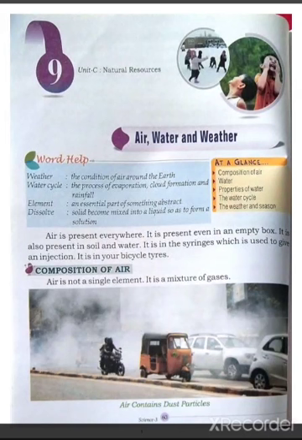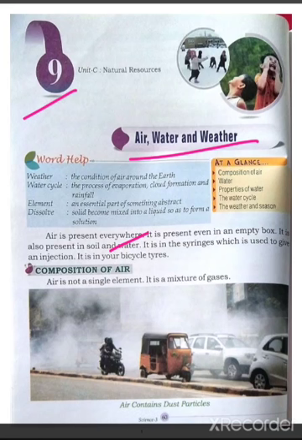Let's start a new chapter in science, chapter 9: Air, Water, and Weather. As we know, air surrounds us. Air is present everywhere, even in an empty box. It is also present in soil and water. It is in the syringes used to give an injection. It is in your bicycle tires also. So air is present everywhere.